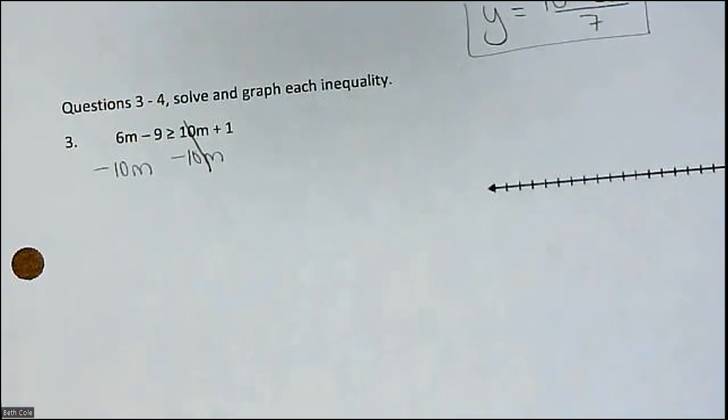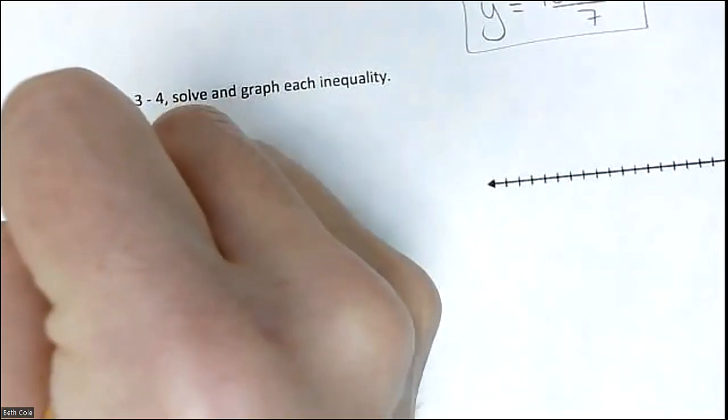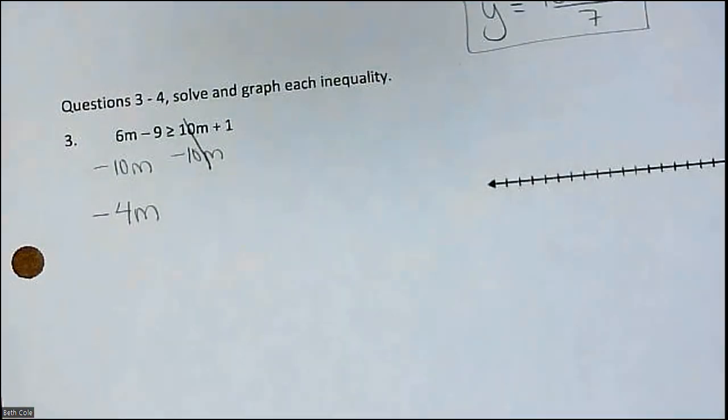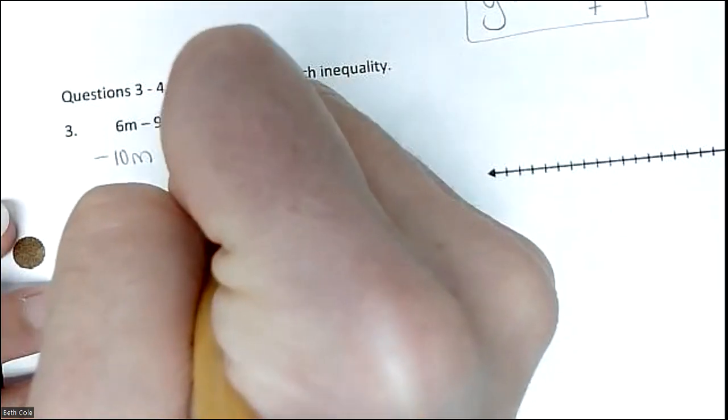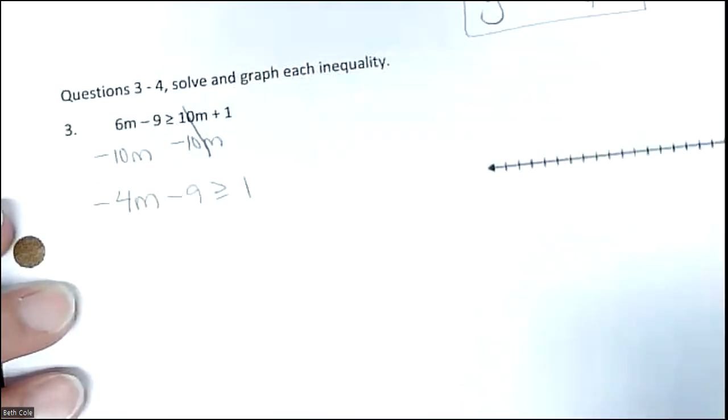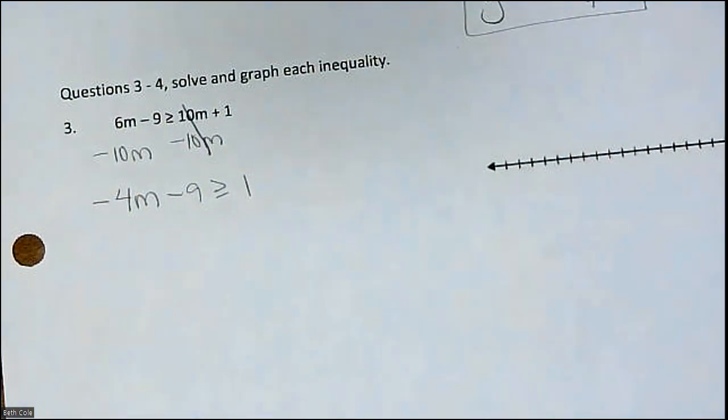Again, exactly like solving an equation. So 6m minus 10m will be negative 4m, and then you just rewrite the rest of it. Minus 9 greater than or equal to 1. A lot of math is just rewriting what's there. All right, how many problems? This is only 7 problems. You're going to have some perseverance with me. What next?